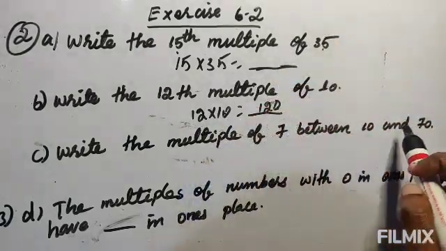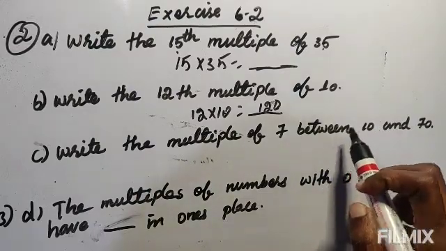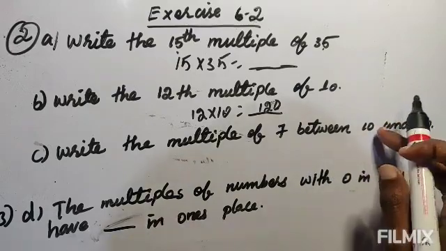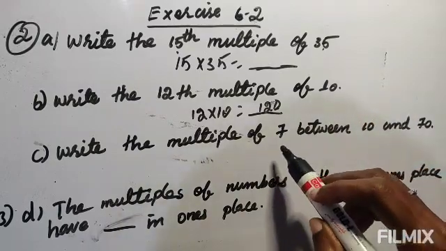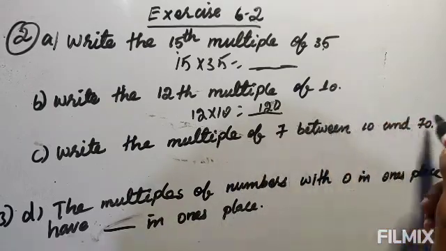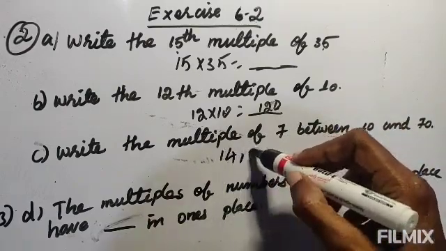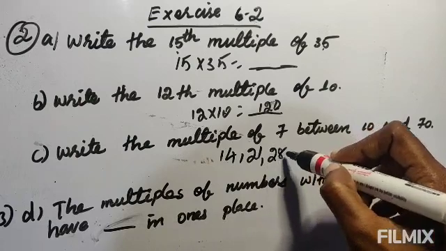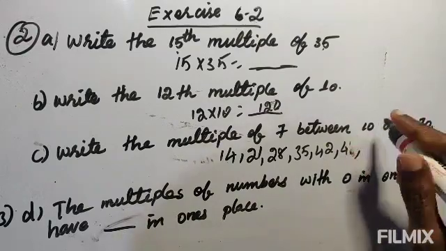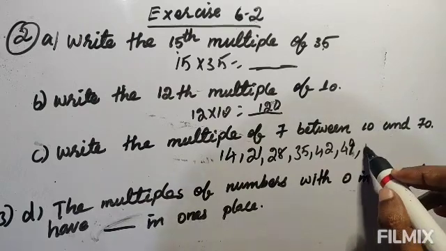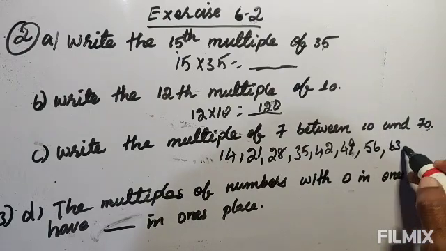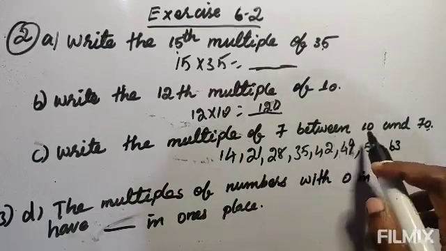Next one: write the multiples of 7 between 10 and 70. So you say the 7 table up to 70. 70 you cannot write, 10 also you cannot write, so from 11 to 69, whatever is there you can write. 7 ones are 7, which is below 10, so you cannot write it. 7 twos are 14, which comes between 10 and 70, so you can write 14. 7 threes are 21, 7 fours are 28, 7 fives are 35, 7 sixes are 42, 7 sevens are 49, 7 eights are 56, 7 nines are 63, 7 tens are 70. 70 is here, so we stop. These are the multiples between 10 and 70.